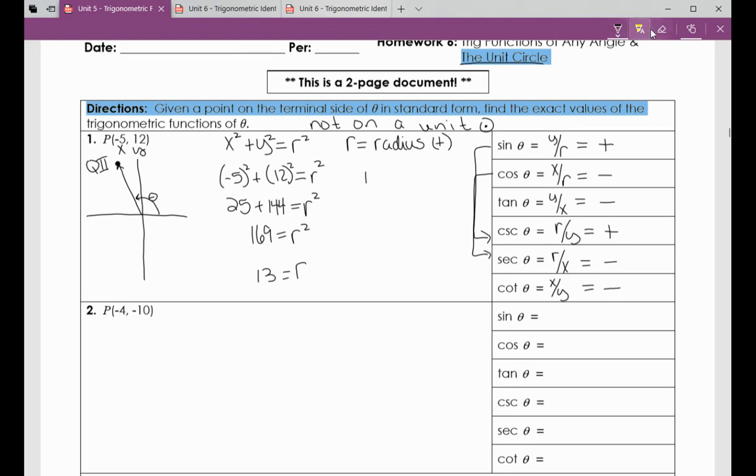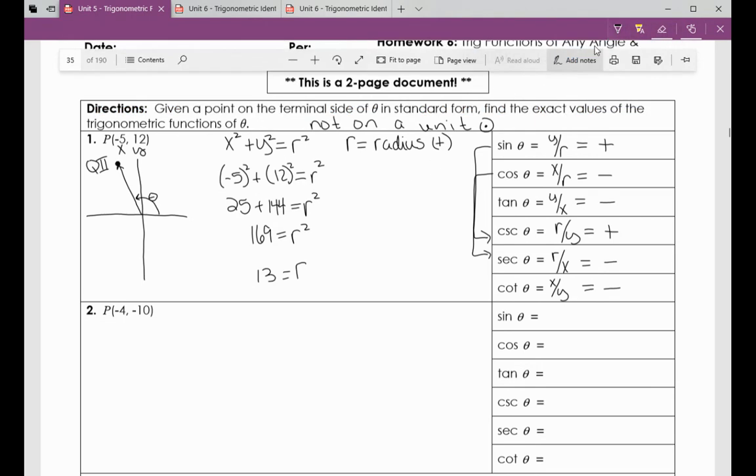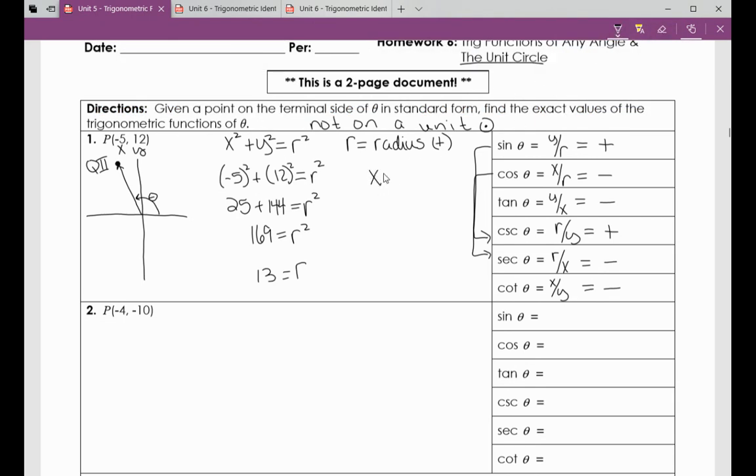So if I know that x is -5 and that y is 12, and I now know that my r value is 13, I can plug these 3 numbers in for these ratios and come up with my answers.